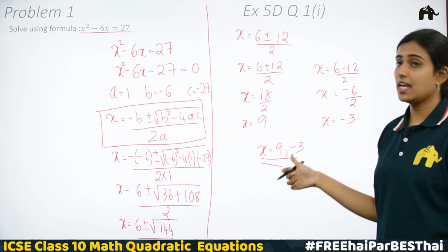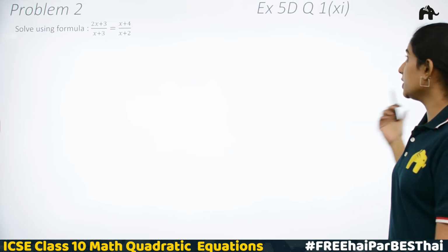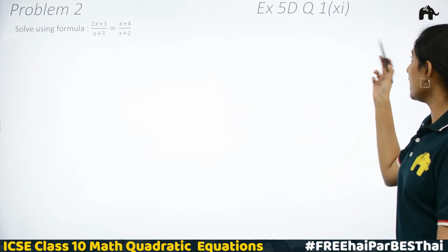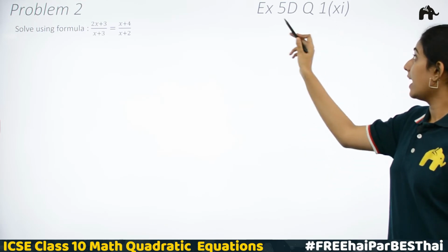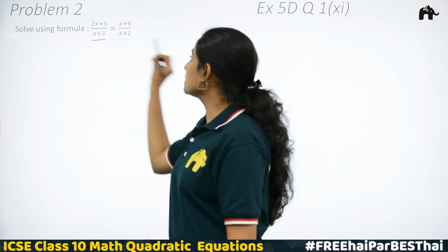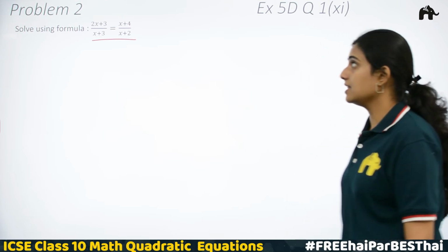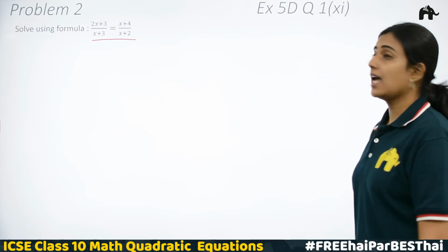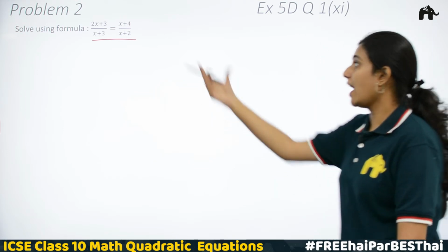Let's move on to the next problem. Problem number 2. This is sub-question 11 of question 1, exercise 5D. Solve using formula: (2x + 3)/(x + 3) = (x + 4)/(x + 2). Okay, here we have fractions.